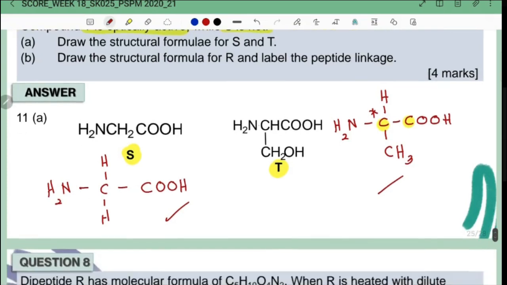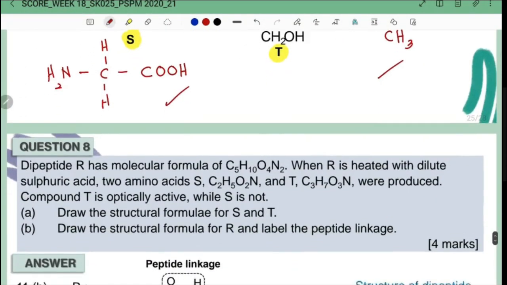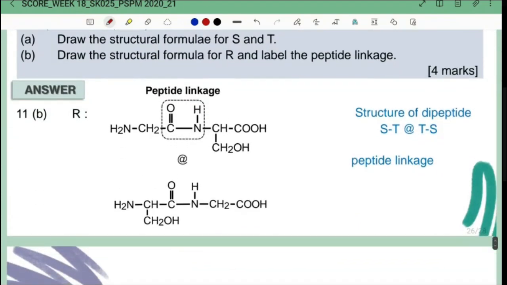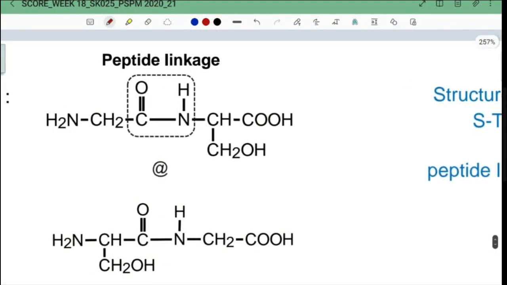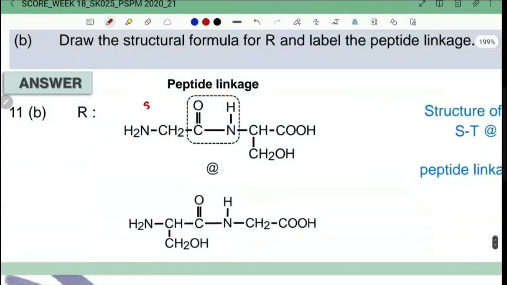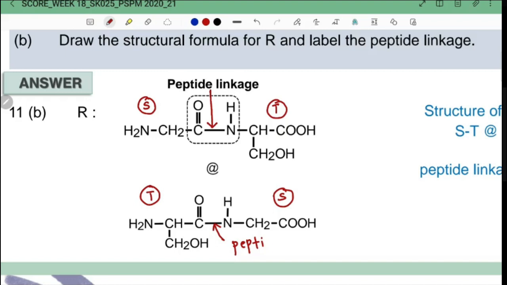Then draw the structural formula of R and label the peptide linkage. The peptide linkage in R is the combination of S and T. So let's say for this one, the first structure is S on the left, T on the right, or T on the left, S on the right. And then the peptide linkage is here. This is the peptide linkage, the amide, the peptide linkage.